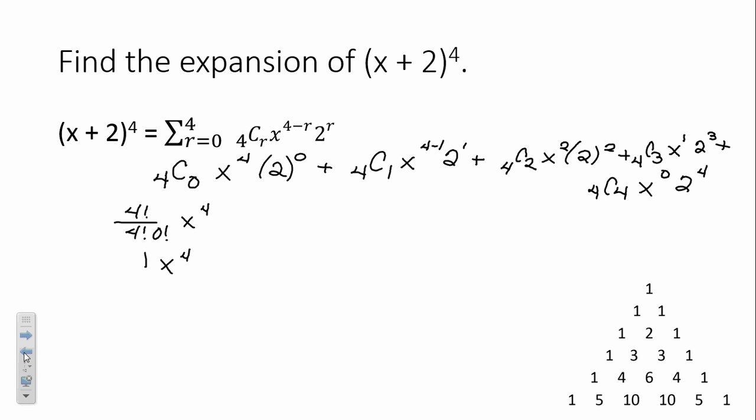Now we're ready to do the next one. 4c1 is going to be 4 factorial again over 4 minus 1, 3 factorial, times 1 factorial. And then x to the third times 2 to the first. So 4 factorial over 3 factorial times 1 factorial is going to get us 4. 4 times 2 is 8, x cubed.